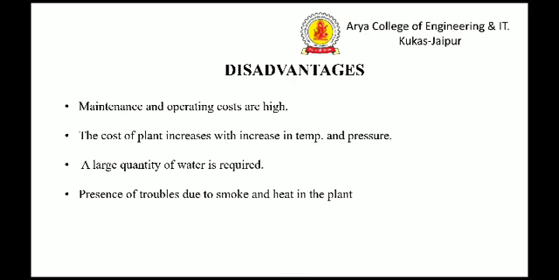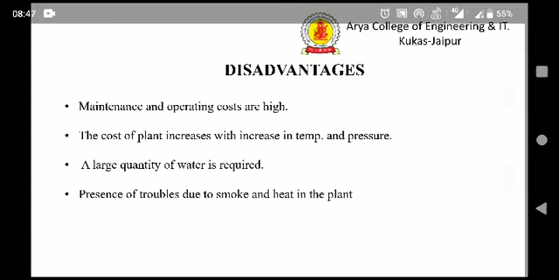These are the disadvantages of a steam power plant. Maintenance and operating costs are high. The cost of the plant increases with increase in temperature and pressure. A large quantity of water is required. There is presence of turbulence due to smoke and heat in the plant.